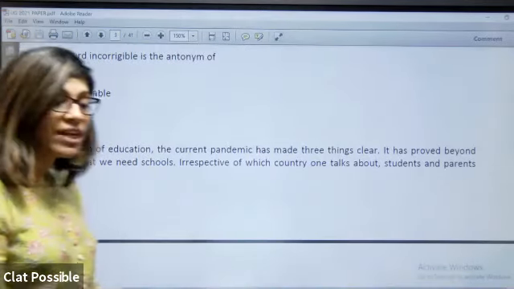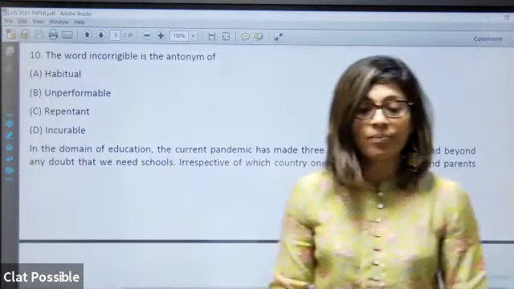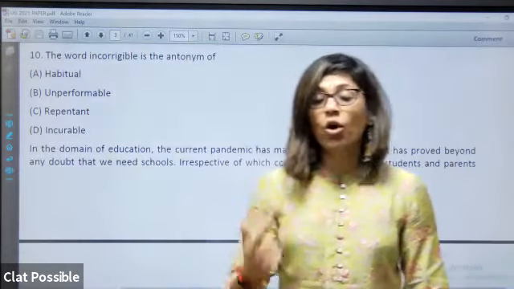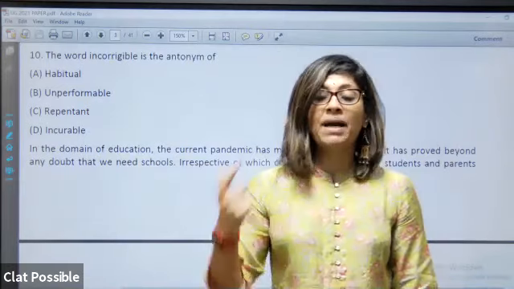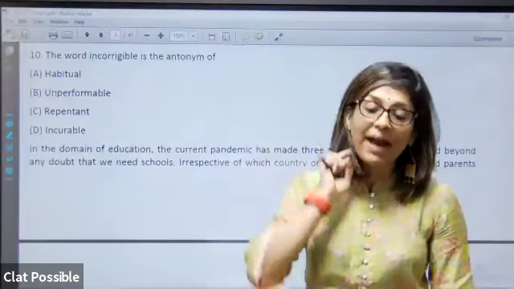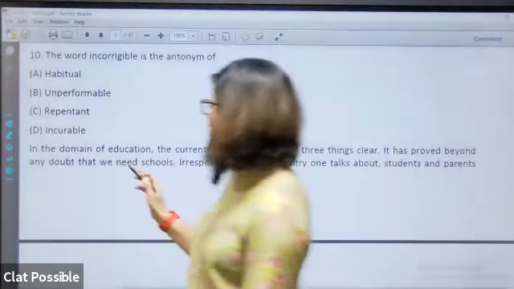Incorrigible is the antonym of. Incorrigible means one who won't change. So habitual is a meaning, right? Incurable is a meaning. But a person who will change, who will repent, is the opposite. So answer will be C.